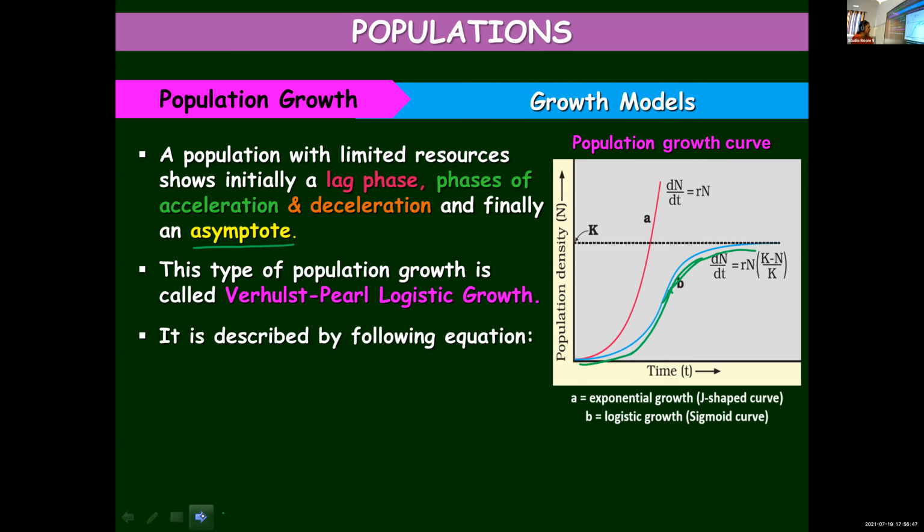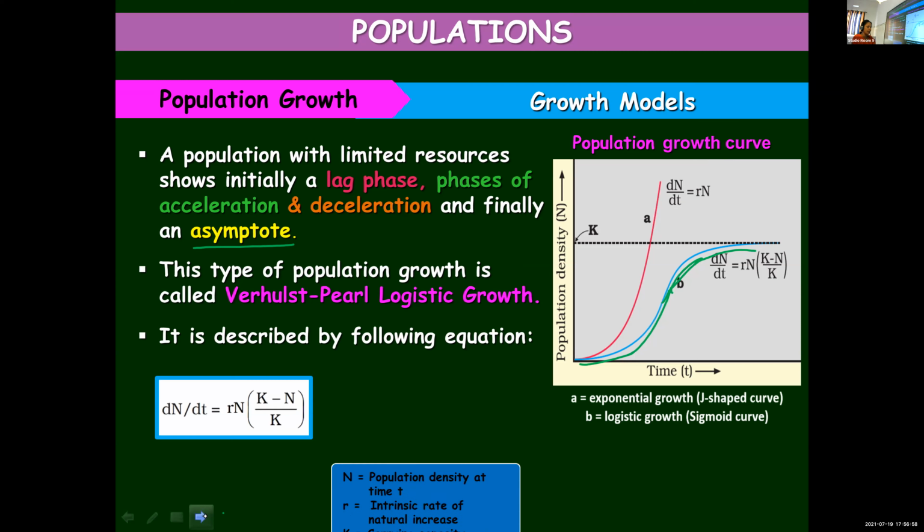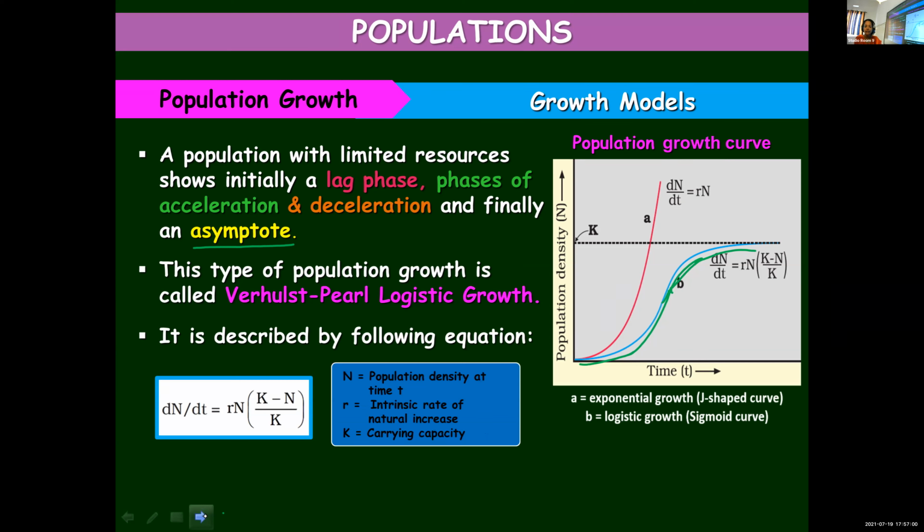pattern or growth curve. Then the equation is dN/dt = rN (K-N)/K, where K is the carrying capacity, r is the intrinsic rate of natural increase, N is the population density at time t. And dN and dt, d is used to denote the change in time and population density.